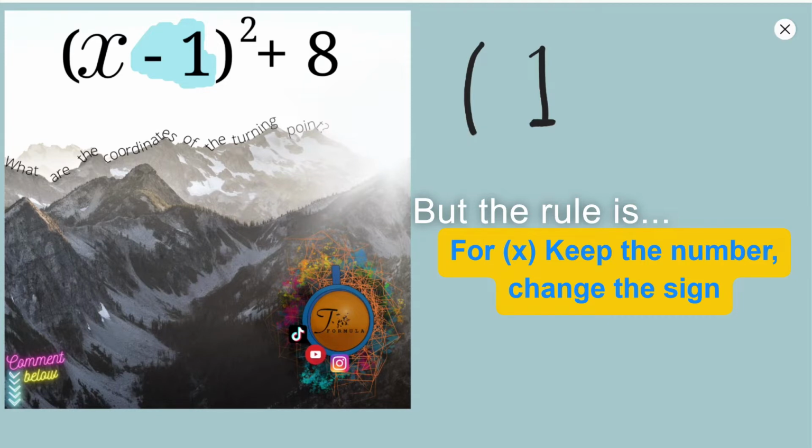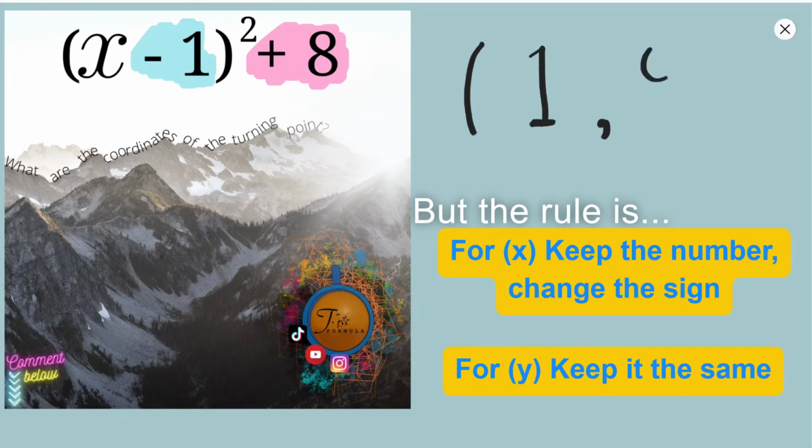Where do we get our y coordinate? Right here, the number on the outside. And thankfully, nothing happens to that. You write it exactly how it is in terms of the sign. So we've got a positive 8 goes in as a positive 8. And this will be the coordinate of the turning point.